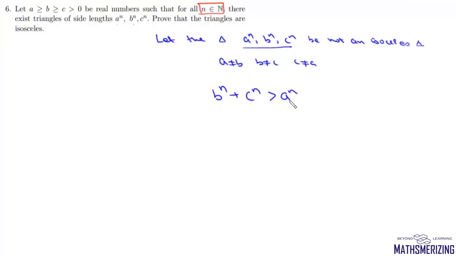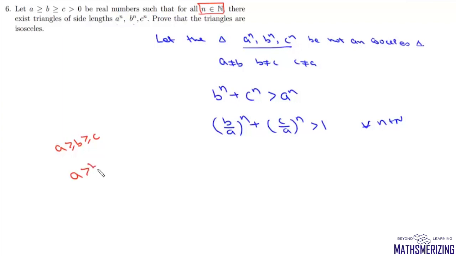Now we'll divide it by A to the power n, then we can write (B/A)^n + (C/A)^n is greater than 1 for all n belonging to N. Now in the question it says A is greater than or equal to B and B is greater than or equal to C, and our assumption says that it is not an isosceles triangle, so that means they are not equal. So we can strictly write A is greater than B and B is greater than C. So in this case B upon A is less than 1 and C upon A is also less than 1.